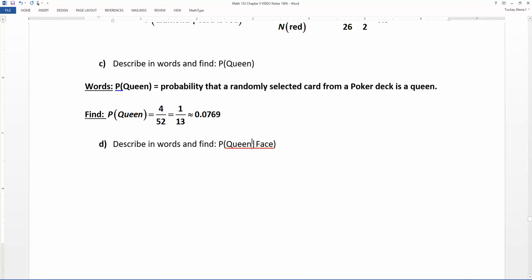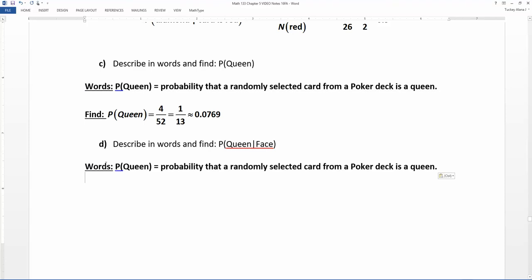They put the queen and they have this vertical bar in there, and then they have face. So that's saying, what's the probability of drawing a queen given that you know that it was a face card?